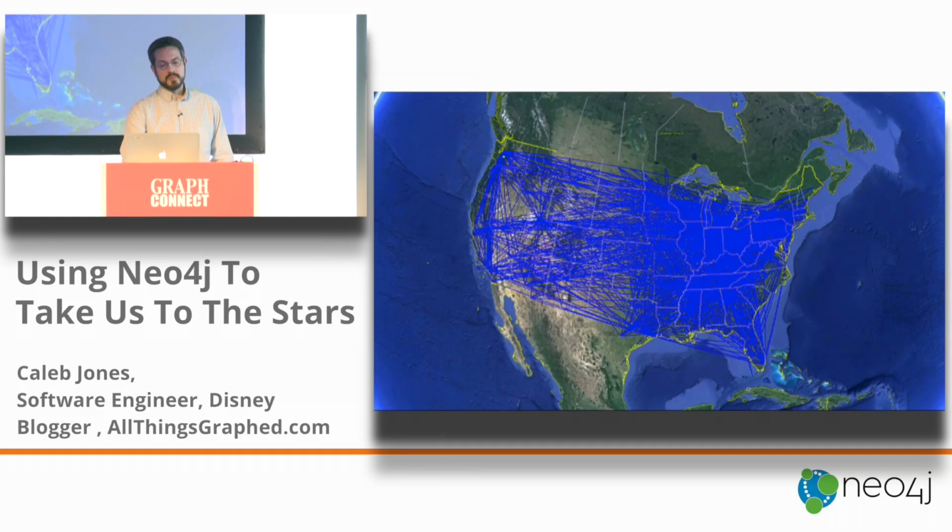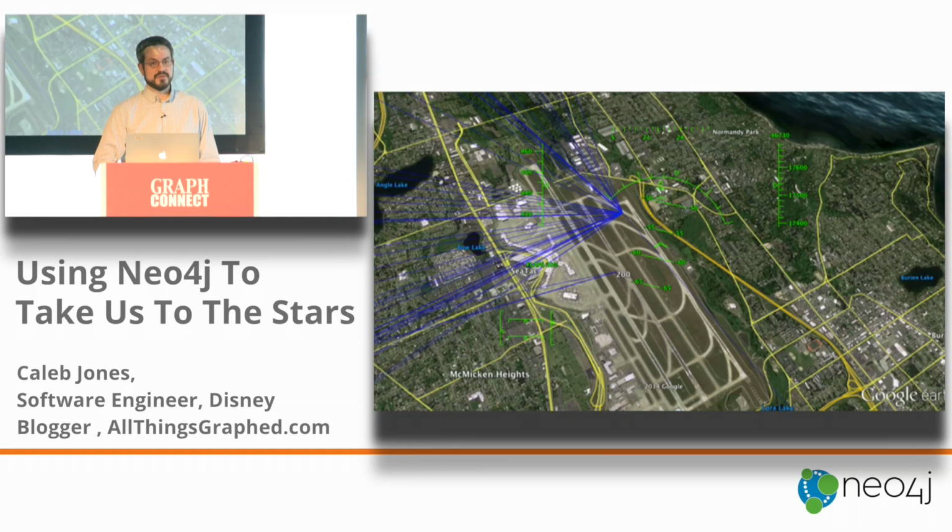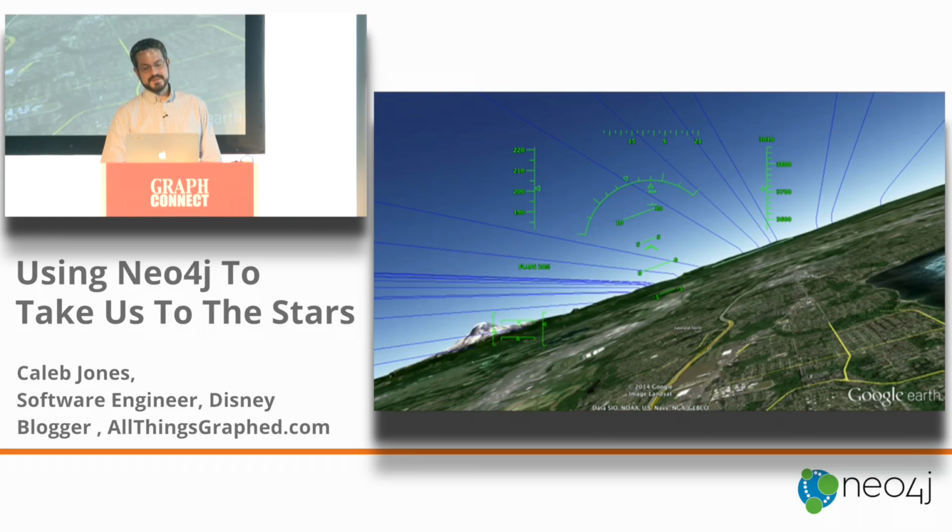A few more. This is another open data set. It's U.S. airlines connections. And you can actually export this into Google Earth. And once you do that, you can pull out a joystick and you can fly through your graph, which is kind of fun. So there's another view. I'm from the Seattle area, so that's Mount Rainier, if anyone's curious.